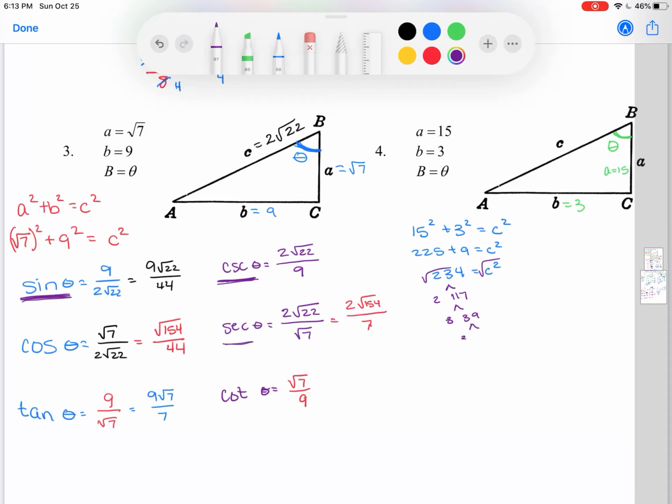Then I can take the square root of both sides. 234 breaks into 2 and 117. Believe it or not, 117 does break down into 3 and 39. 39 breaks down into 3 and 13. And that's as far as we can go. So my C is going to be one pair of 3's, and then I have a 2 and a 13 left over to give me a 26 back in that square root. Now I have all 3 of my side lengths.